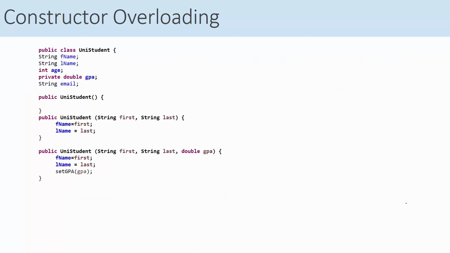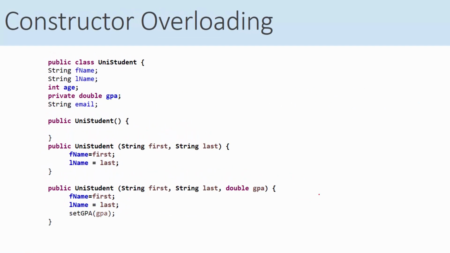Let's see another example here. Here we have a class with three different constructors. The first one is a default constructor. The second one is a parameterized constructor that takes two parameters. The third one takes three parameters. So if you want to create an empty student, you call the first one. If you have the first name and last name and you need to send them with the same call, you can use the second one. If you have the GPA, you can call the third one.